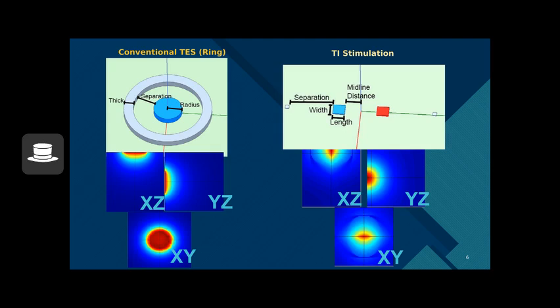By a quick glance of the electric fields, we see that temporal interference is much better at penetrating high-intensity electric fields deep into the media, which makes temporal interference possibly a better technique for targeting deep structures in the brain.